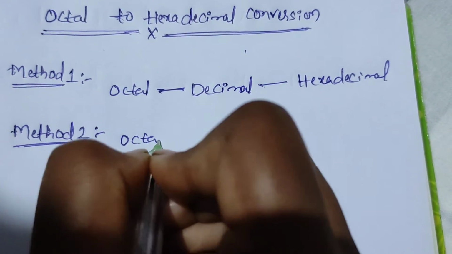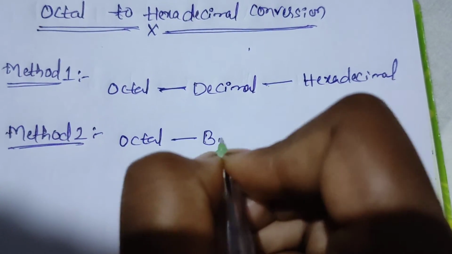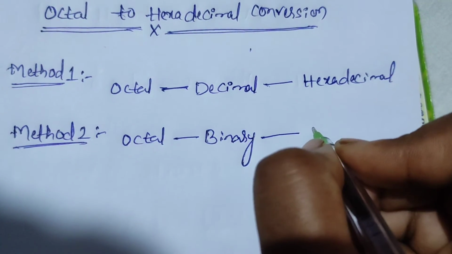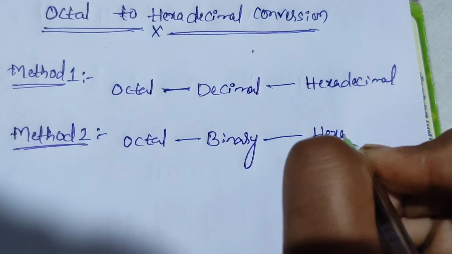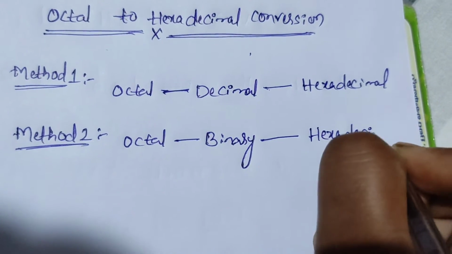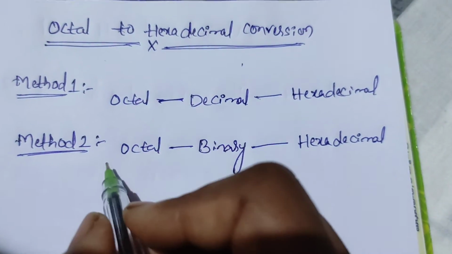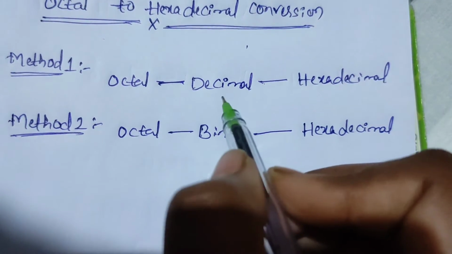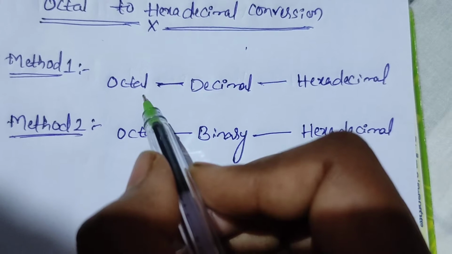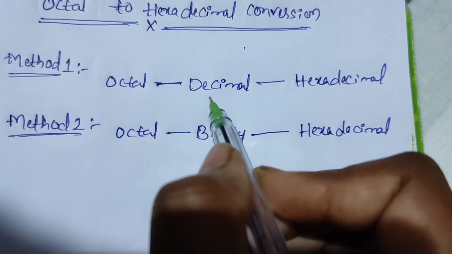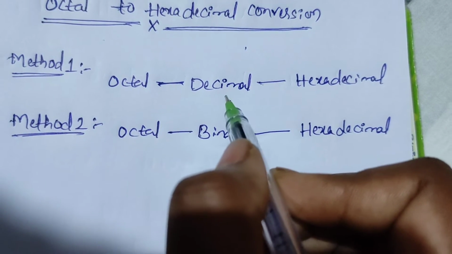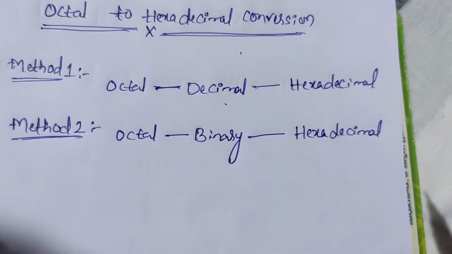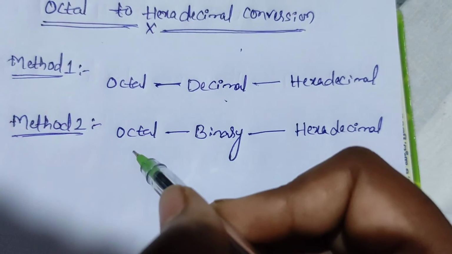And the second method is converting octal to its binary equivalent and converting this binary equivalent to hexadecimal. I think the second one is the easiest way, because converting octal to decimal means we need to take the powers of 8 and we will get a decimal value. After that this decimal is to be divided by 16. So it is a lengthier process. So this is a bit easier.